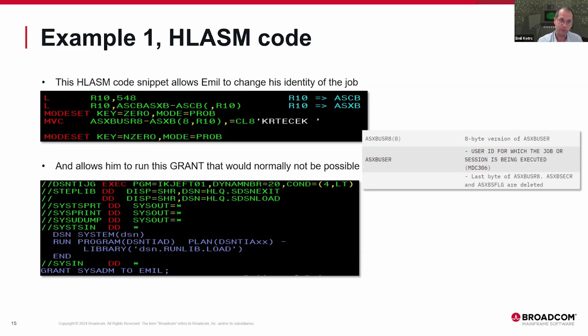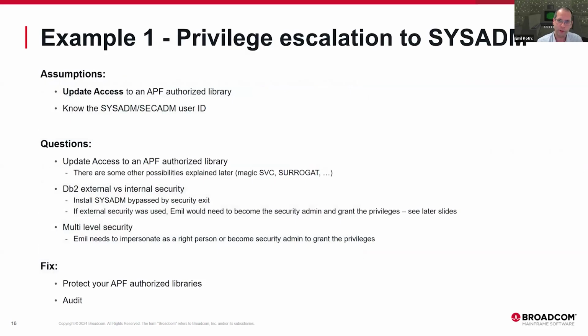Now, normally this is not possible. So what were the assumptions I used here to do so? Emil, in this case, used an APF authorized library, and he had update access to it, which means that this small program that he compiled and linked, normally wouldn't work under normal conditions. It needs to be linked into an APF authorized library. So if you have a non-secure APF authorized library, it's so simple. Anyone can really do this thing and make himself a sysadmin. I know sysprogs and DBAs know that APF authorized libraries need to be protected, but sometimes they don't understand why.